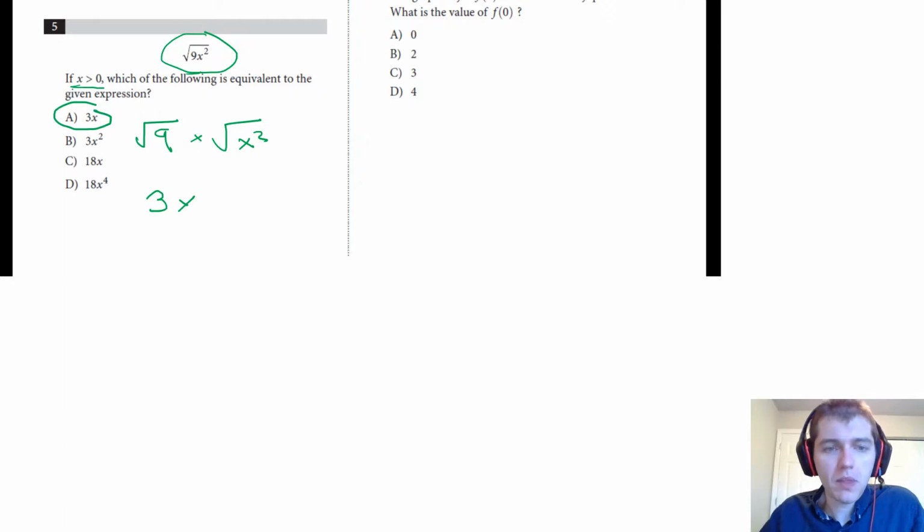And if you didn't remember that you can pull out the square roots and multiply them together, you can also look at this and look at the other answers you have. You have an x squared in your original expression, and that's under a square root. So you know that you'll be left with x in the end, so you can go ahead and eliminate B and eliminate D right off the bat. And you have a square root of 9 in there too, and there's no way that constant's going to get bigger, so it's not going to be 18. You can eliminate C, which will also get you to answer A.